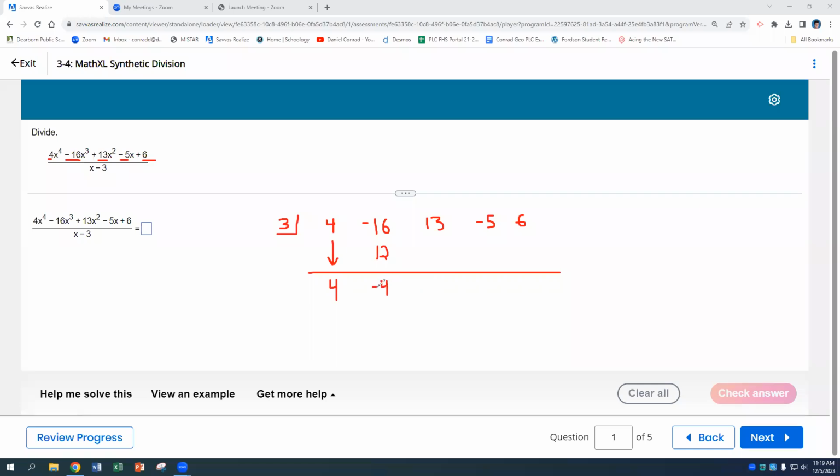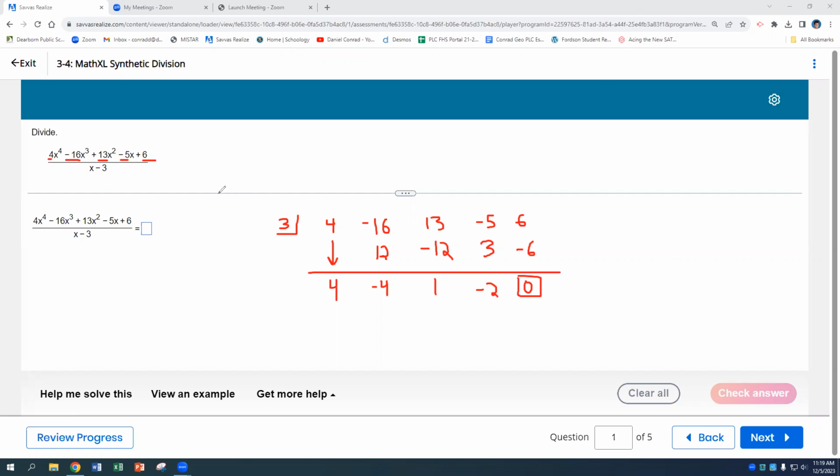negative 4. Then 3 times negative 4 is negative 12. 13 minus 12 is going to be 1. 3 times 1 is going to give me 3. Negative 5 plus 3 is going to be negative 2. And then 3 times negative 2 is going to give me negative 6. 6 minus 6 is going to give me a remainder of 0.